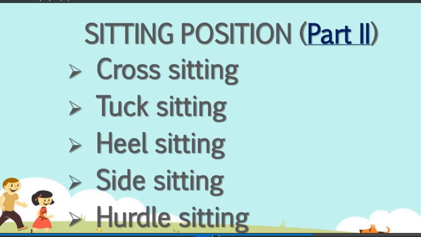So the second part of our examples of sitting positions are: number 1, cross sitting. Number 2, tuck sitting. Number 3, heel sitting. Number 4, side sitting. And number 5, hurdle sitting.